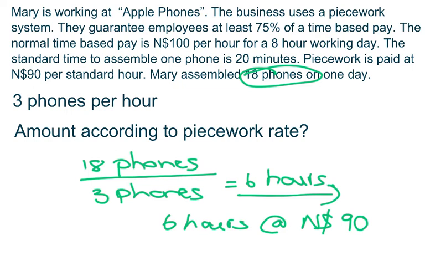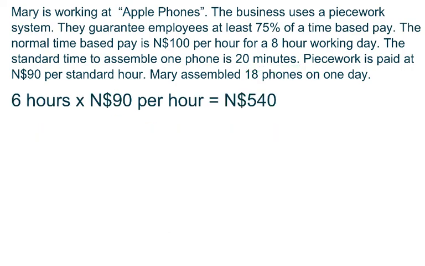If we multiply 6 hours times $90, then we will have 540 Namibian dollars. And this is the amount that Mary will receive based on the piecework system. But now we need to calculate the minimum wage. And we are saying that the minimum wage is 75% of the normal rate.